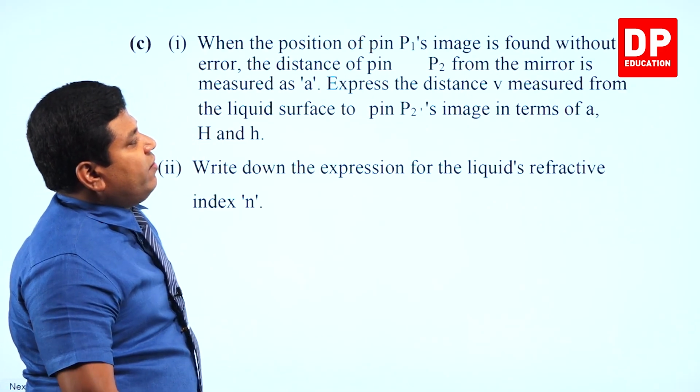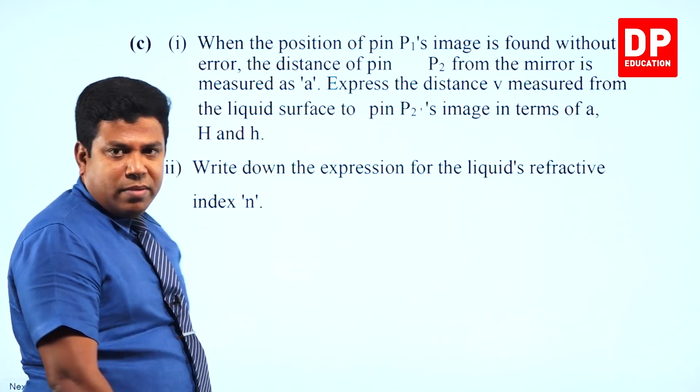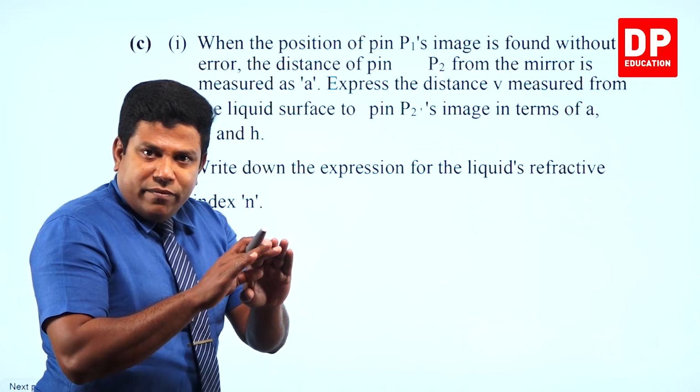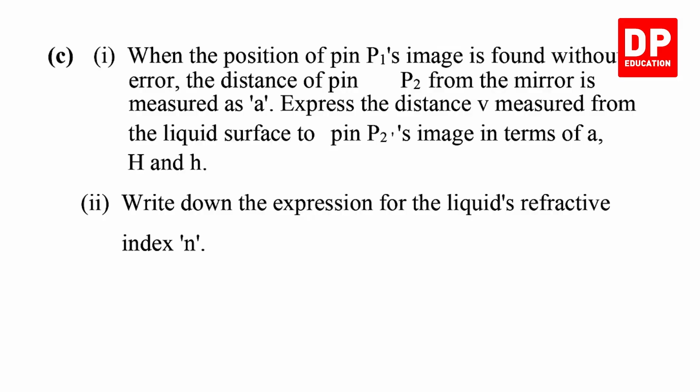When the position of P1's image is found without an error, that means you have done this part without error. The distance of pin P2 from the mirror is measured as A. Express the distance V measured from the liquid surface to pin P2's image in terms of A, H and H.